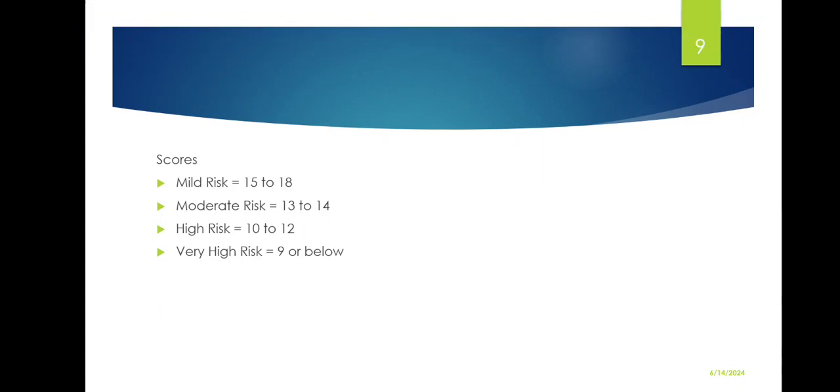So the scores are, if they're between 15 to 18, that's mild risk, 13 to 14 moderate risk, 10 to 12 high risk, 9 or below very high risk. So the lower the score, the higher the risk.